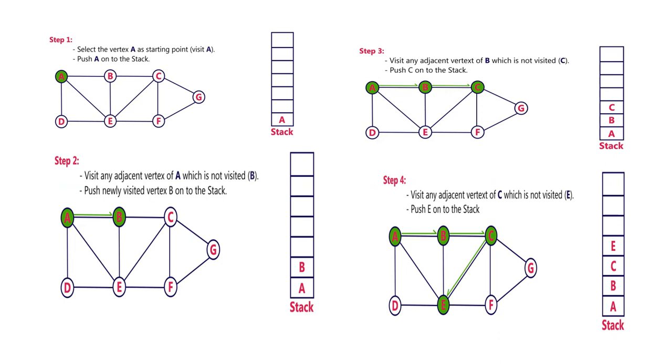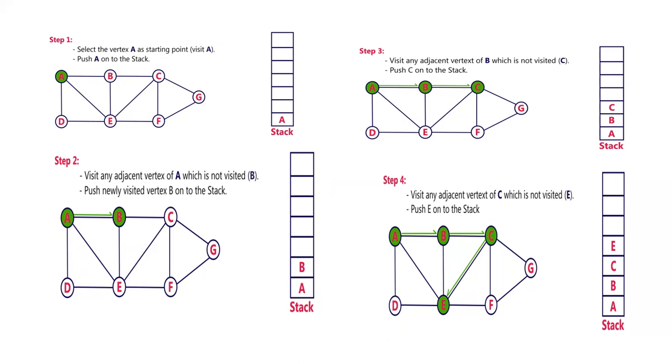Now B is on the top of the stack. For the top of the stack, B, we are going to check the adjacent vertices. For B, they are E and C. A is already visited. So we are going to select C as the adjacent vertex of B, visit that vertex and push it onto the stack.